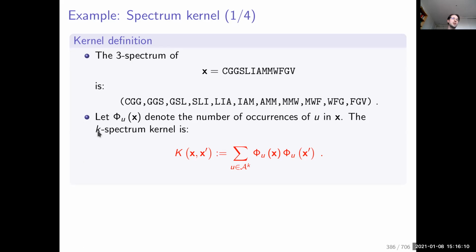And then what is the spectrum kernel? More precisely, the k-spectrum kernel is simply the inner product between the vector phi of x and phi of x prime for two sequences x and x prime. This can be written as the sum over all possible patterns u of phi u of x times phi u of x prime. So you see that to have a non-zero element in the sum, we need a pattern u which is common to both x and x prime.